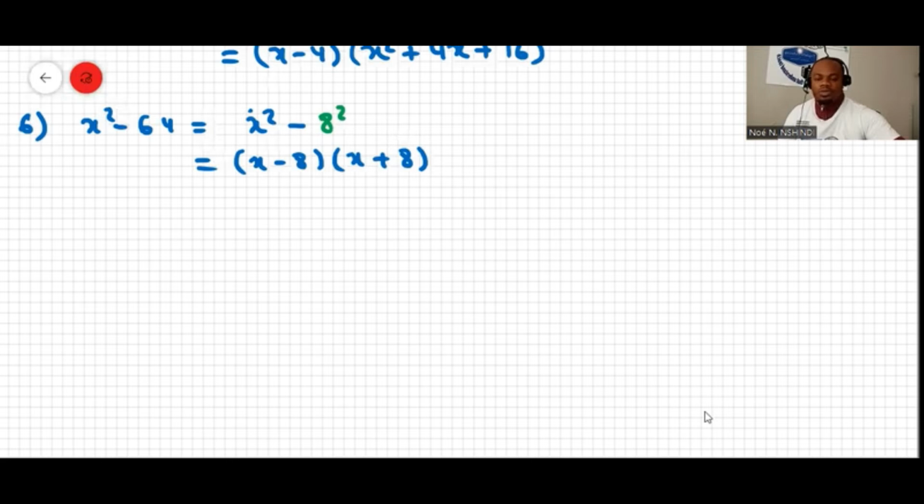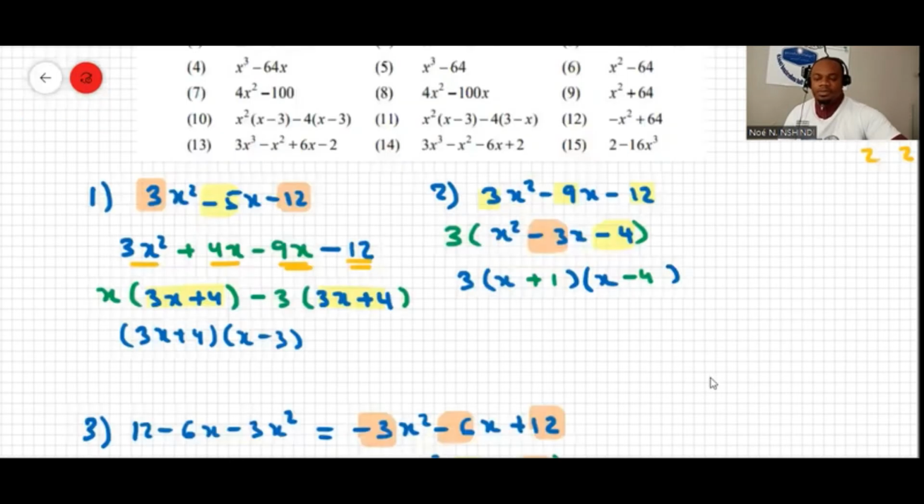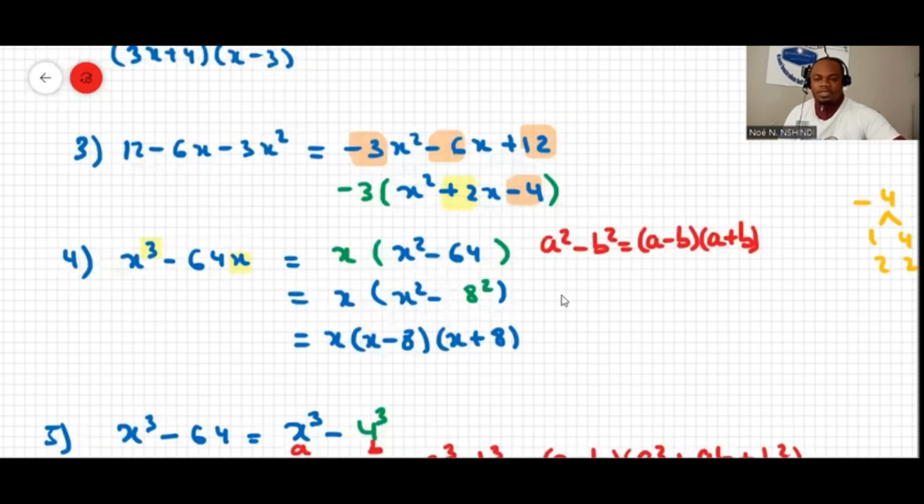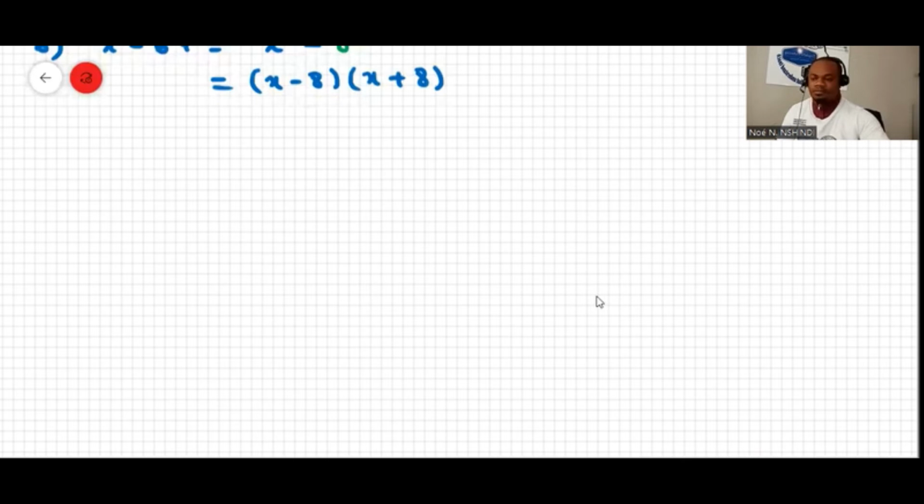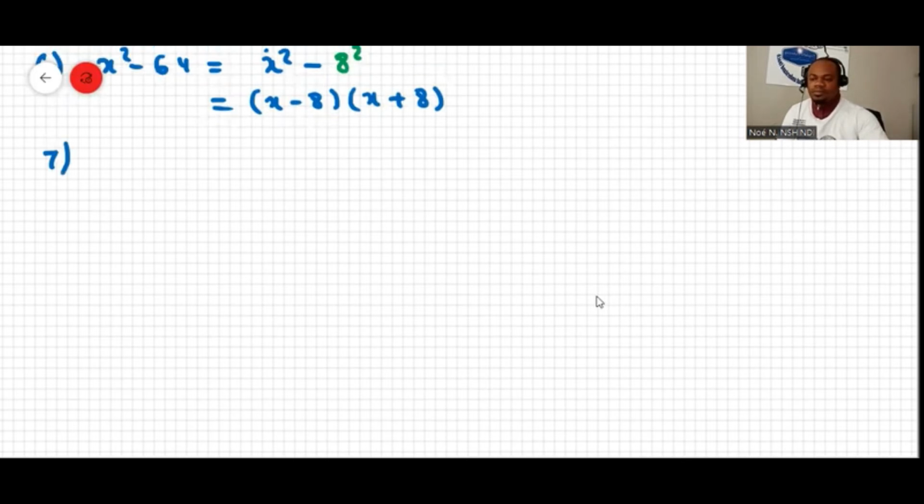The next question will be question 7, 4x squared minus 100. We can do it over here. We can do that in two different ways. Note that we can take 4 as the common factor here, because 4 gets into 4 and also into 100. Then this will be x squared minus 25. I think this is the best way.